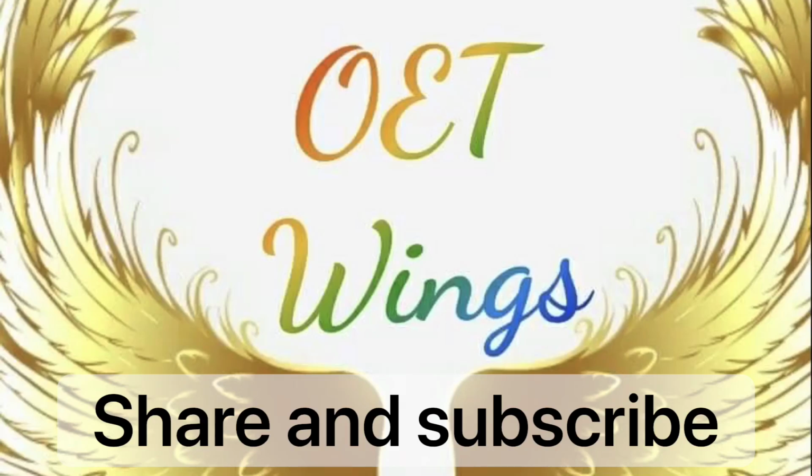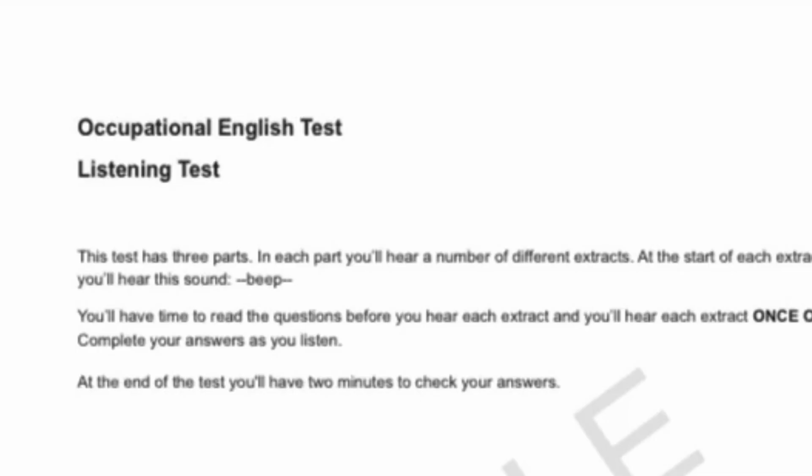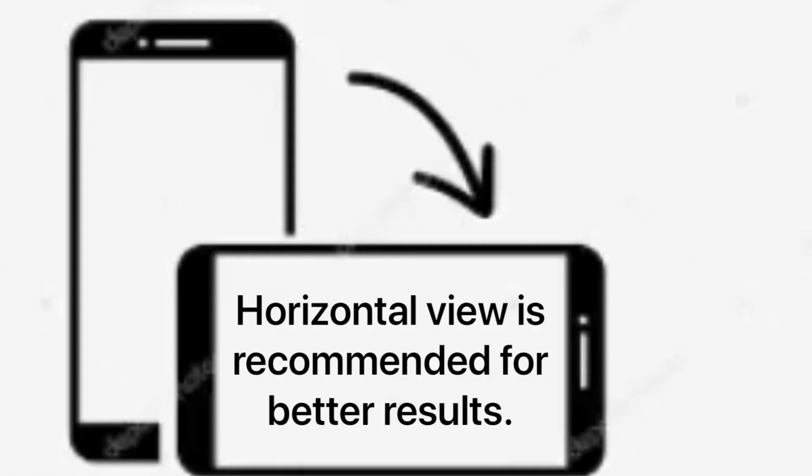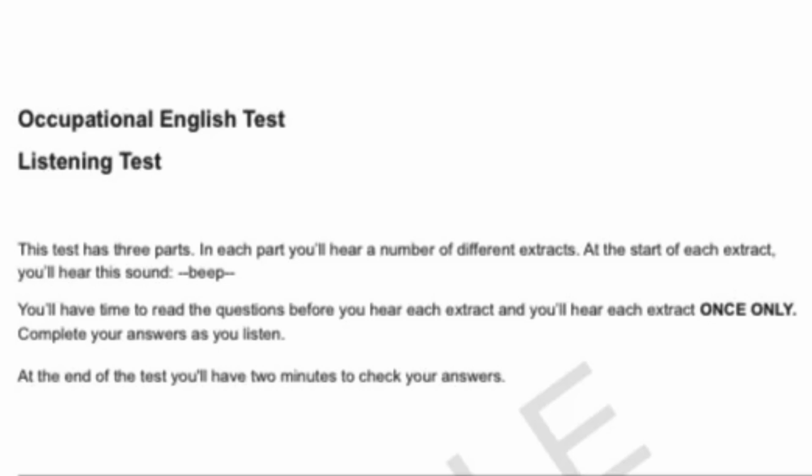The listening part of the Occupational English Test has three parts, and in each part, you hear a number of different extracts. At the beginning of the test, you will hear a beep sound. You have time to read the questions before you hear the extracts. You will hear each extract once only. You have to complete your answers as you listen. At the end of each test, you will be given 2 minutes to check your answers.